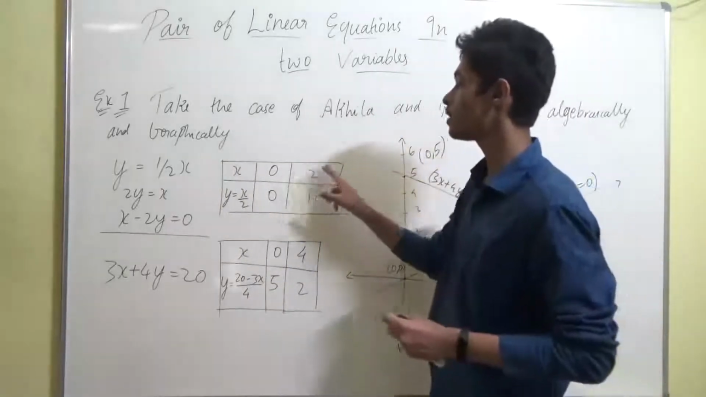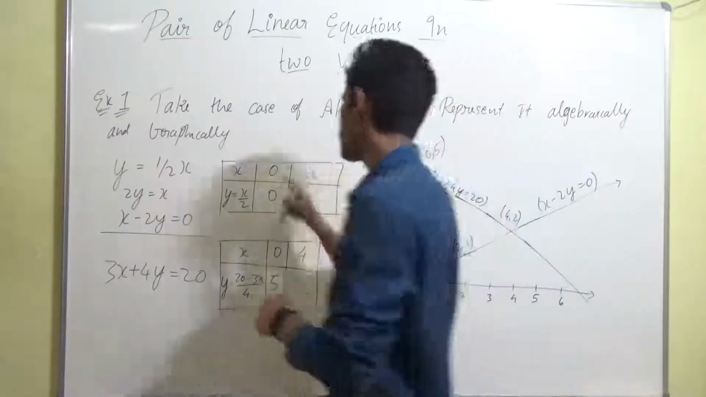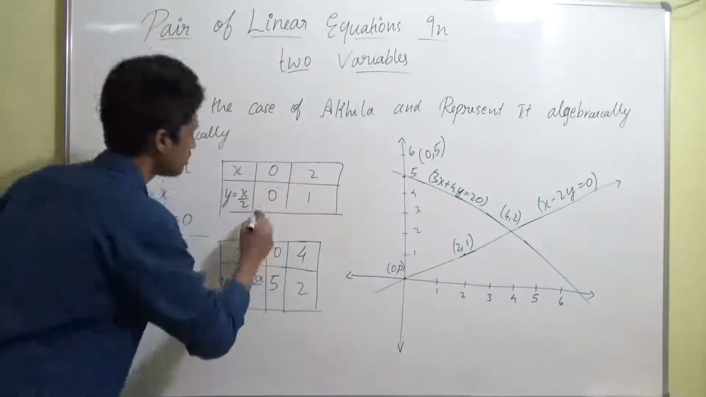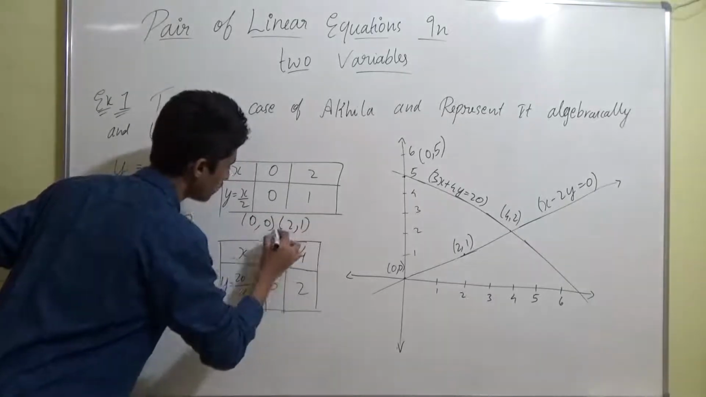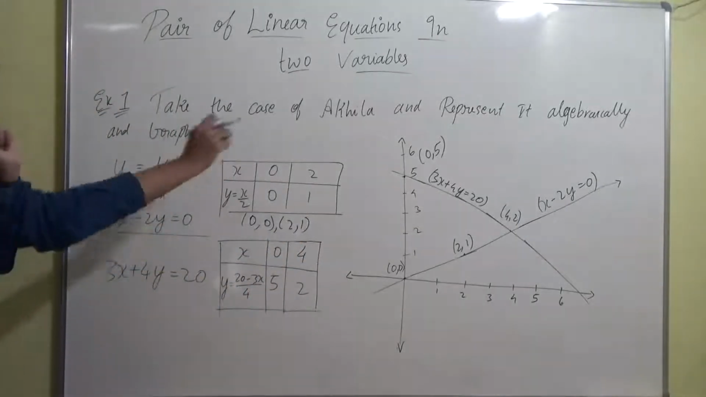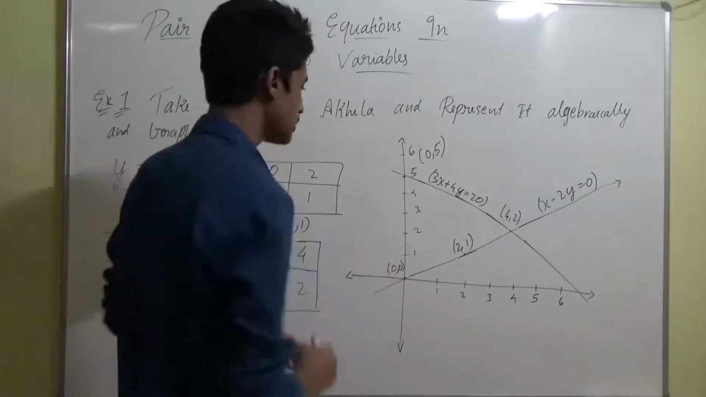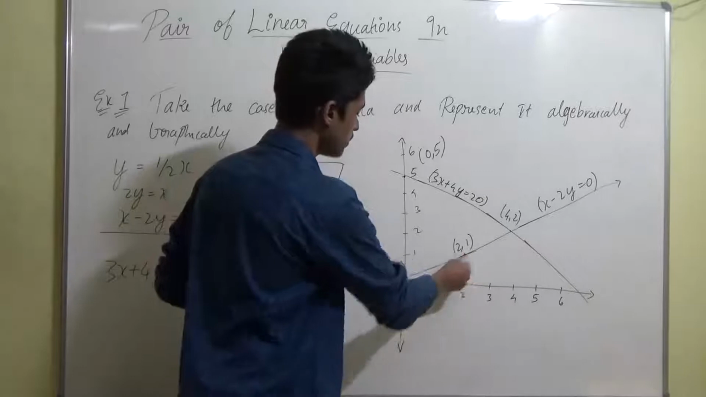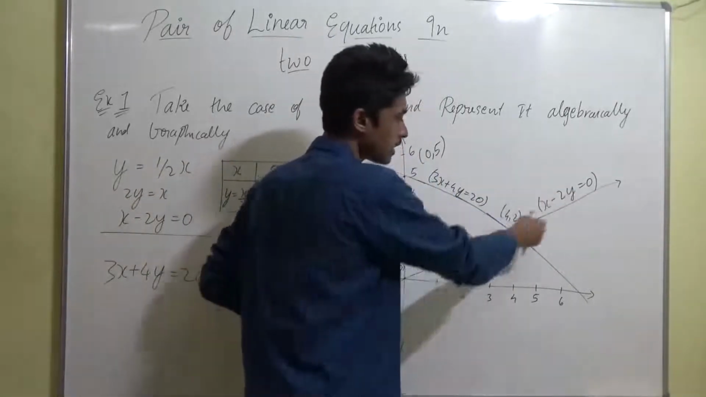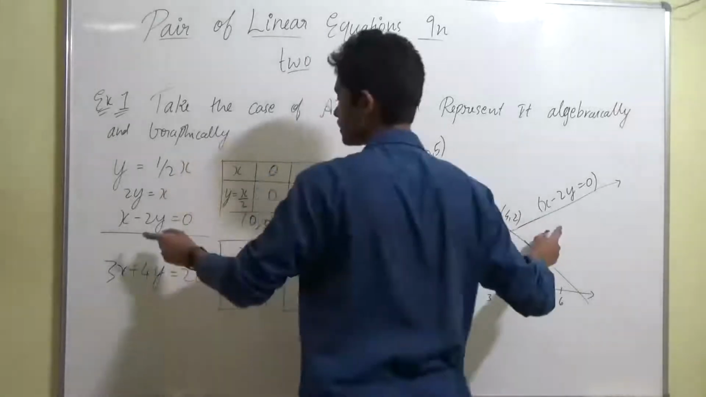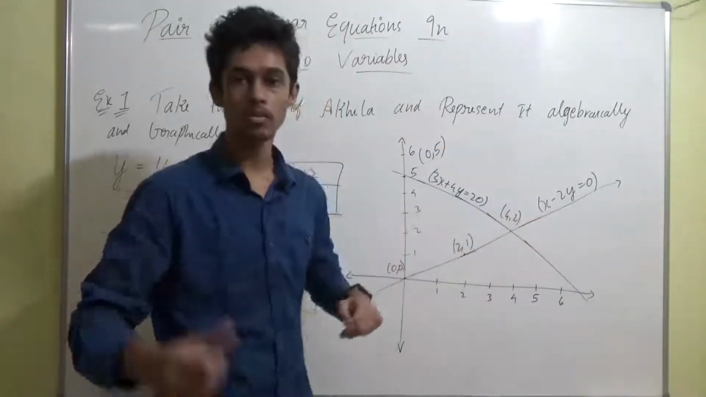For example, here we put 0 and 2 and we got 0 and 1. So what are the coordinates here? x comma y, right? So it is 0 comma 0 and 2 comma 1. Right, now these 2 points we've plotted in the graph, we'll get the line of this equation. For example, 0 comma 0 is here and 2 comma 1 is here. These are the 2 points, guys. Now if you draw a line passing through these 2 points, you'll get a line, right? That line represents this equation, right? So this is the line of the first equation.